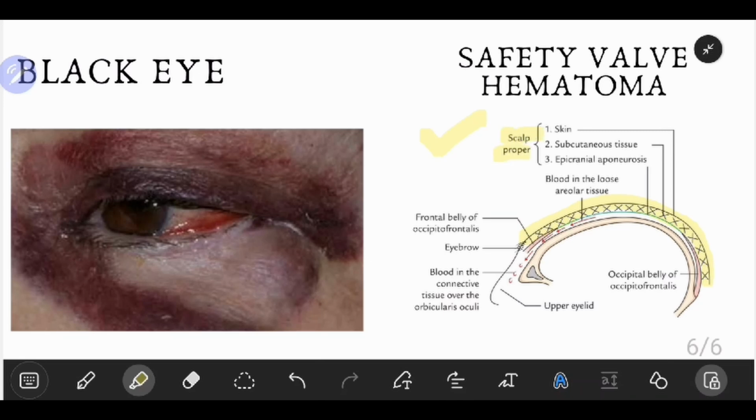Now, the layer underneath that is your loose areolar tissue, in which blood, pus, and fluid accumulation takes place during any injury to the skull. Whenever there is any fight or any violent sport and a person gets hurt, the blood, the fluid, the pus will get accumulated in the fourth layer, and once that is completely full, it will travel towards the eyelid, the eye, around the eye orbit, and it will cause a condition called black eye, which you can see over here very clearly.